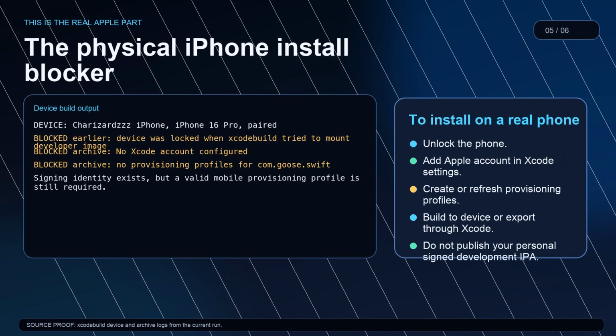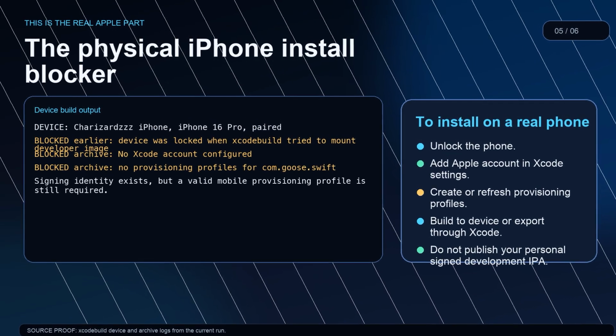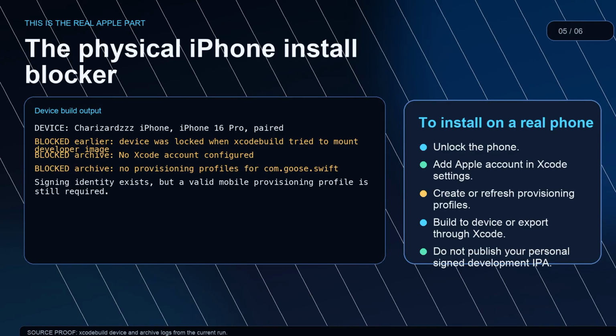Here is where the physical phone path blocked. The paired iPhone was available, but the first build attempt hit the classic locked device problem. After that, the archive path hit the real signing wall. Xcode has no account configured here, and there are no provisioning profiles for com.goose.swift or the workout extension. Assigning identity alone is not enough. Apple still requires a provisioning profile that matches the bundle identifiers, capabilities, and target device.